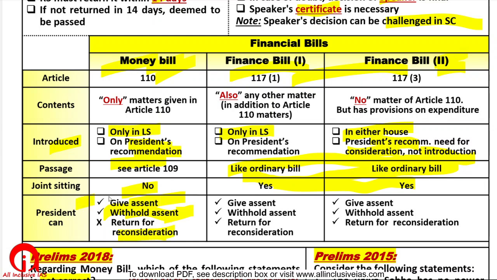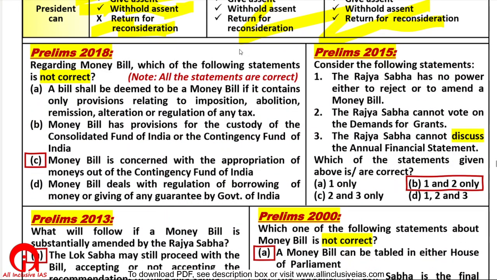President will sign or he will say I'm not signing. He can't say to Parliament, please consider it once again. That thing is not available here. For the other two bills, President can return it for reconsideration as well. So that's the main difference.